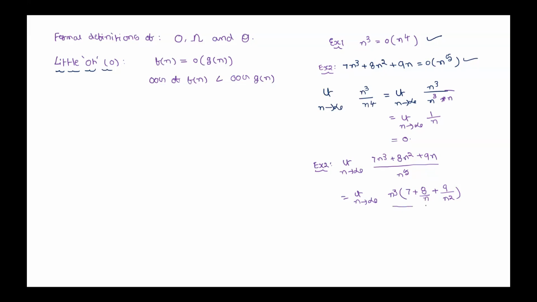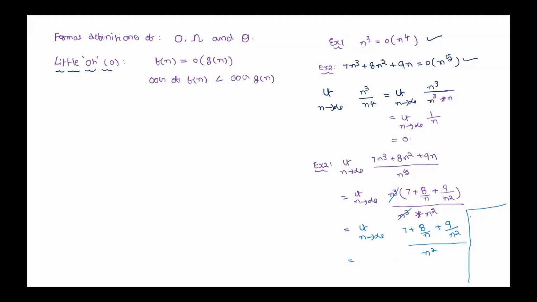Is that correct? Okay, similarly, n power 5, I'll write it as n cubed into n square. Now n cubed gets cancelled. Okay. Now what is the remaining part? Limit n tends to infinite, 7 plus 8 by n plus 9 by n square, by n square. Is that okay? What is this value?